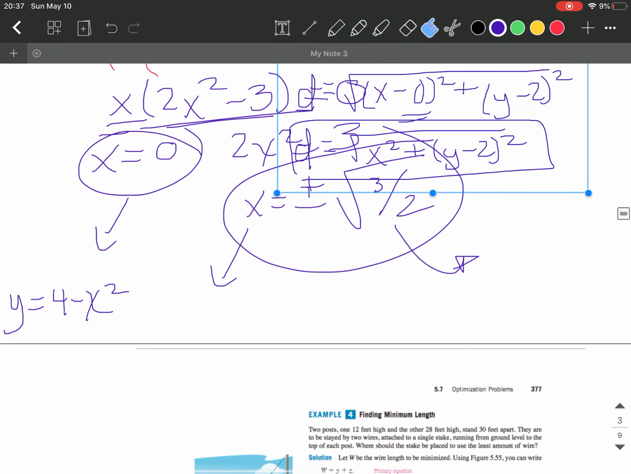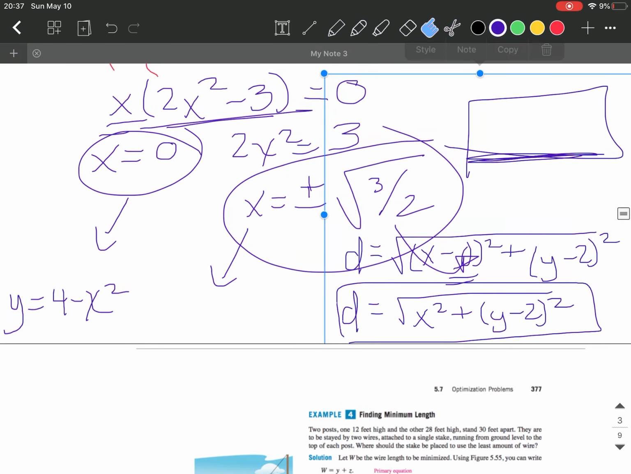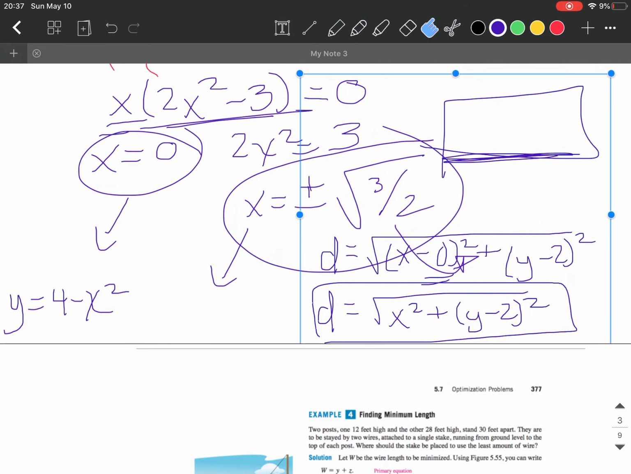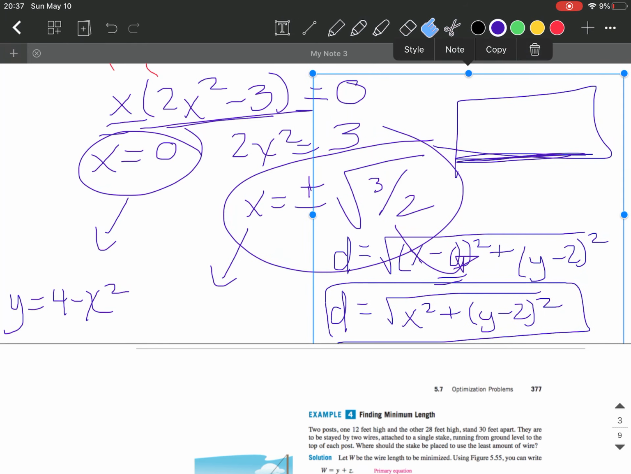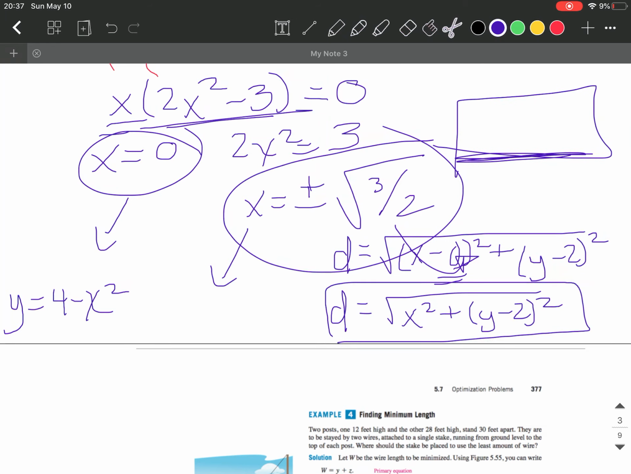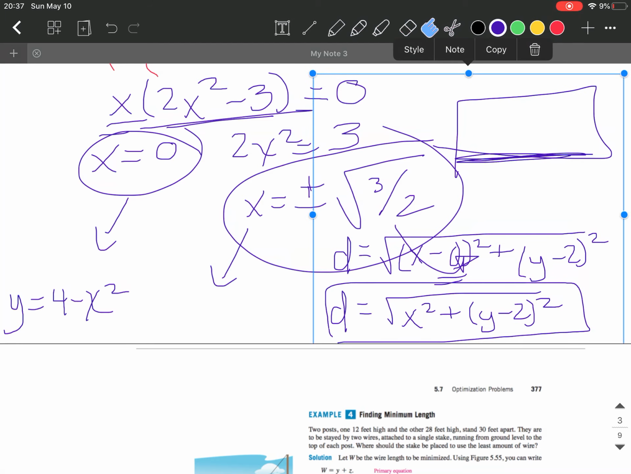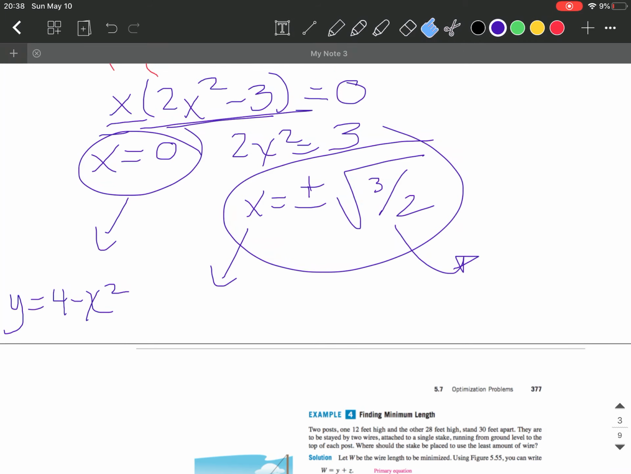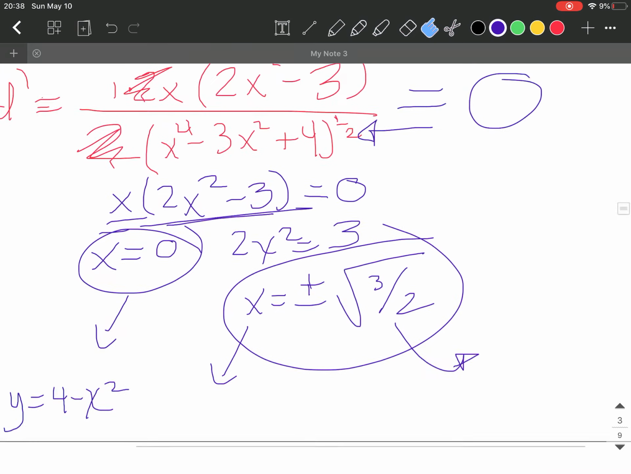Sorry about the mess, but it's the way to do it here. Once you have those points, how do I cut this? Okay, you would plug them into the distance formula to see which one would give you the shortest distance. That's one way to do it. A bit time consuming, I guess.